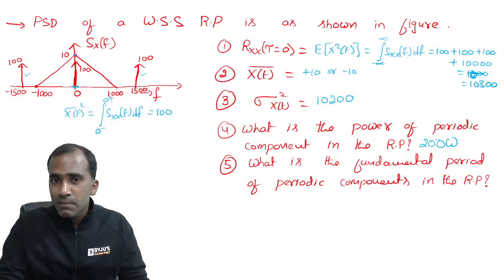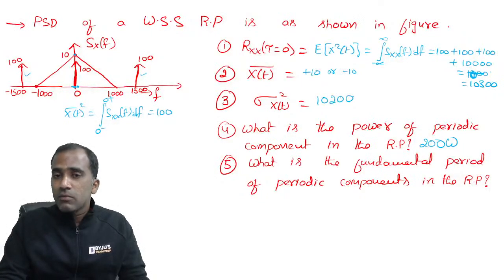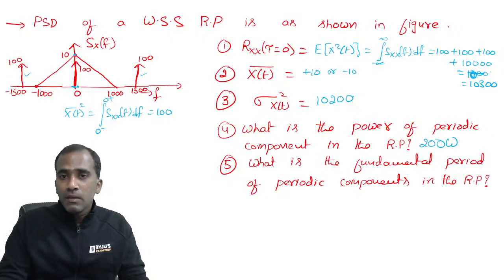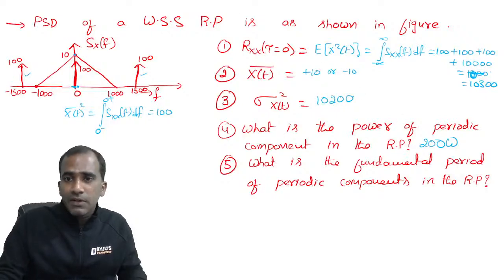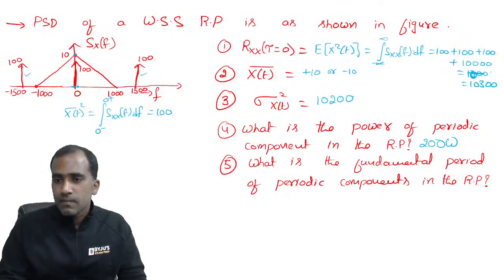Here they are not asking for power. They're saying R_XX of tau equal to zero. If you are talking about a voltage or current kind of random process, then definitely that can be called power. But since R_XX of tau equal to zero basically does not have any unit, if they are talking about power, you can definitely use the unit watts.